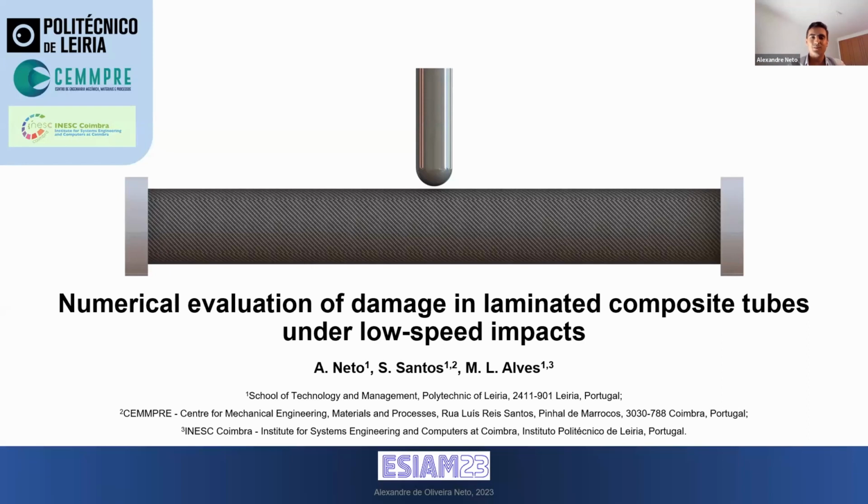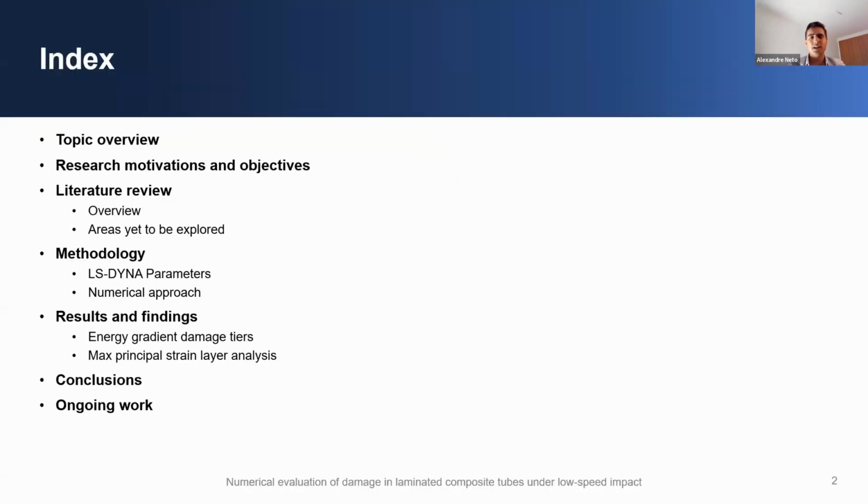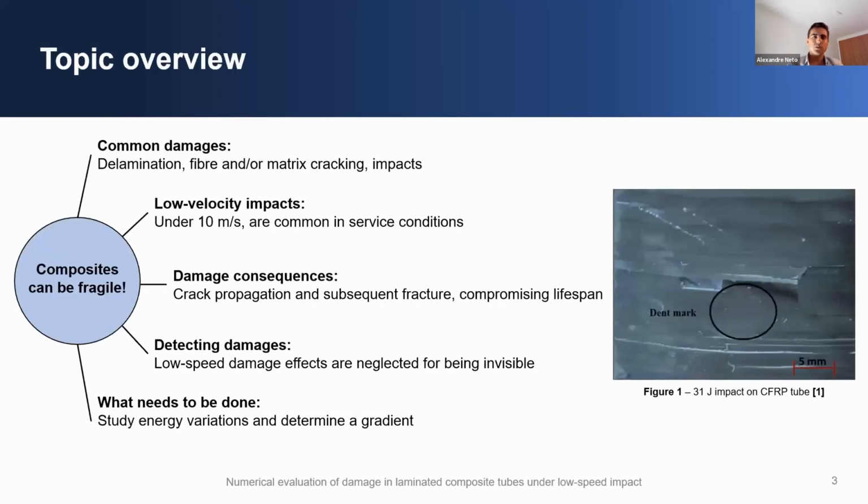I will now present to you my study on the numerical evaluation of damage in laminated composite tubes under low speed impacts. Starting with the index, I will first give you a topic overview, then we will move on to the research motivation and objectives to then introduce the literature review. I will mainly focus on the methodology and especially the results and findings, ending with the main conclusions and the ongoing work.